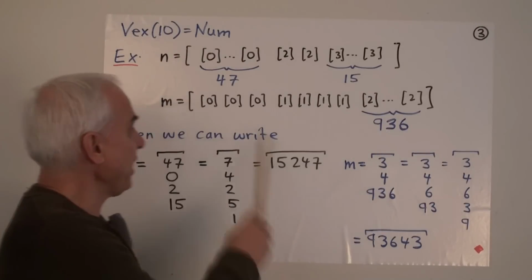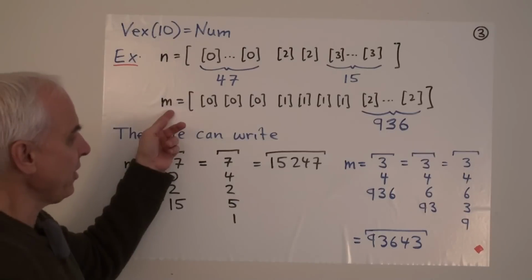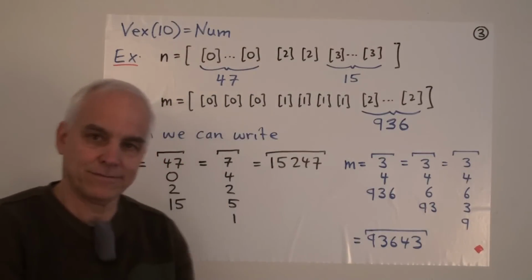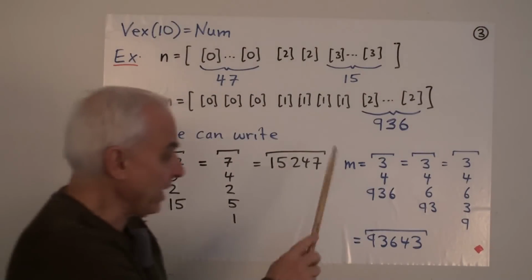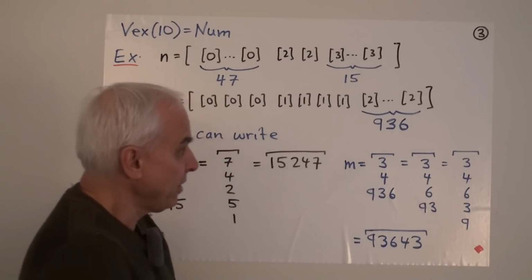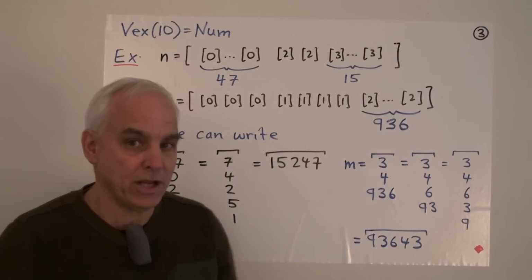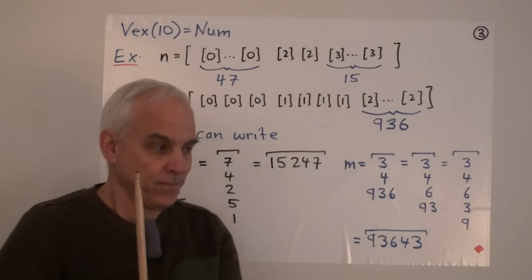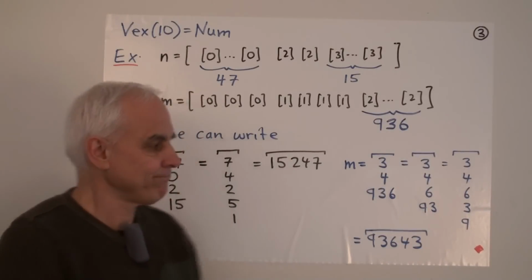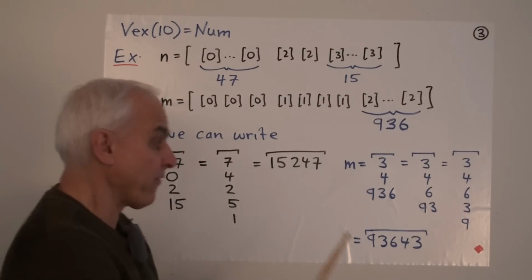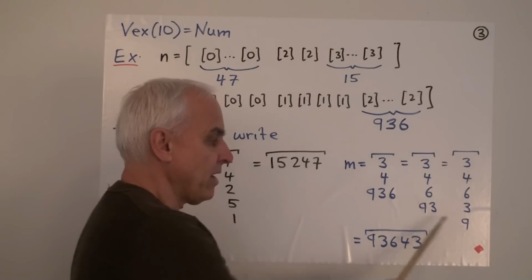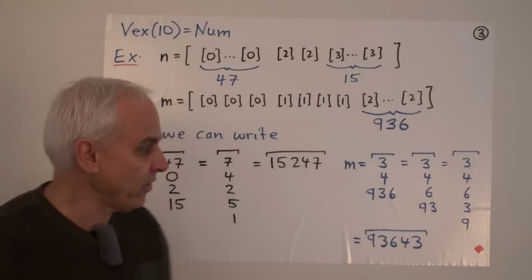Okay, and here is m. This vexil here is 3, 4, and 936. And if we like, we could convert this 936 to 693. So basically, we'll take 930 of those singleton 2s and convert them into 93 singleton 3s. And we could go one step further, take 90 of those singleton 3s and convert them into 9 singleton 4s.